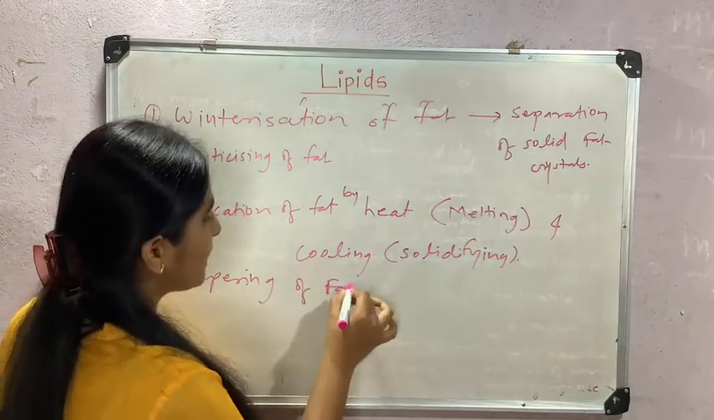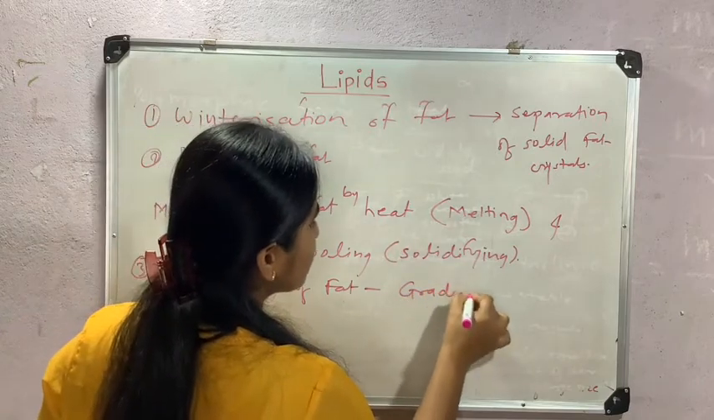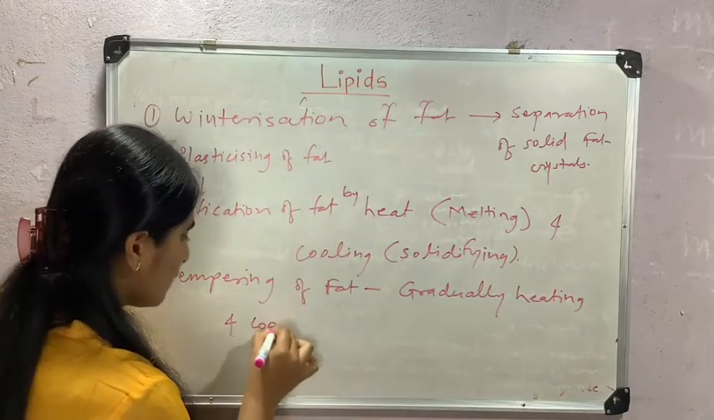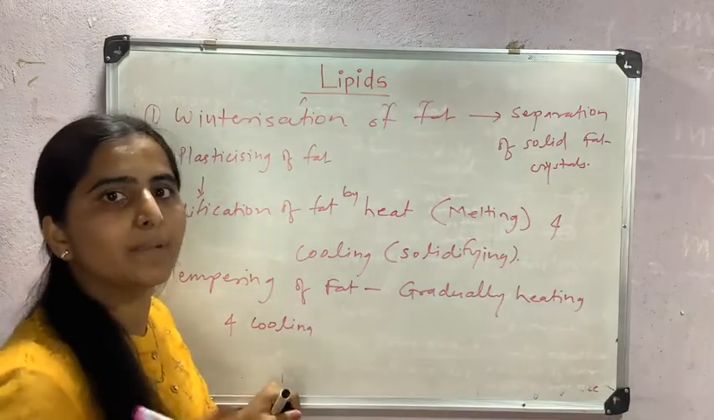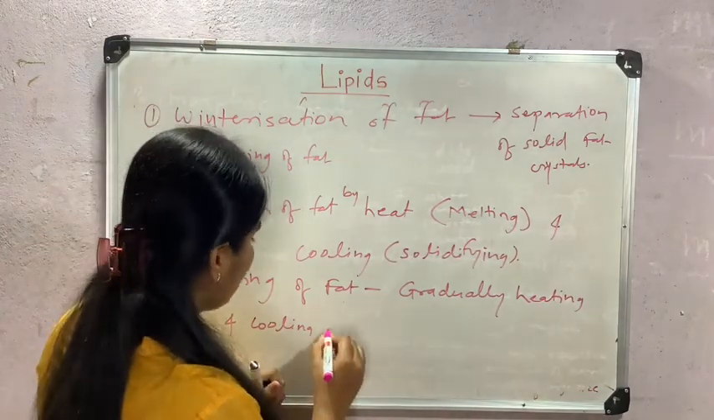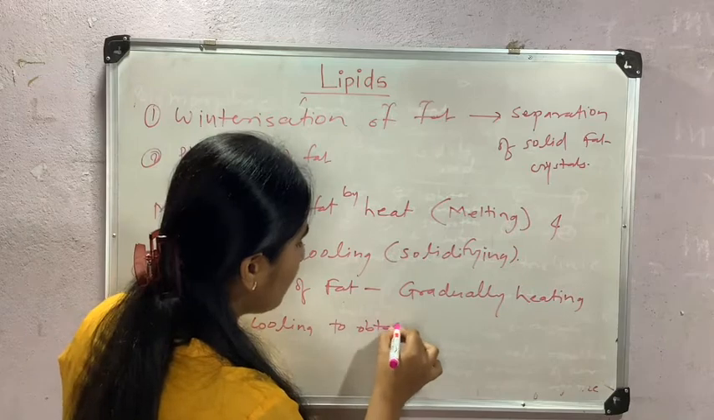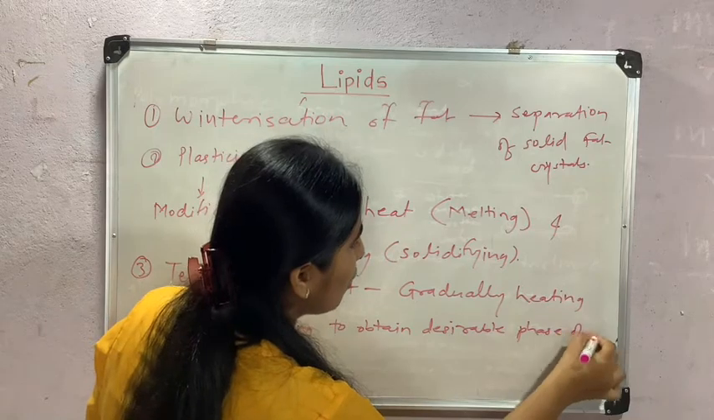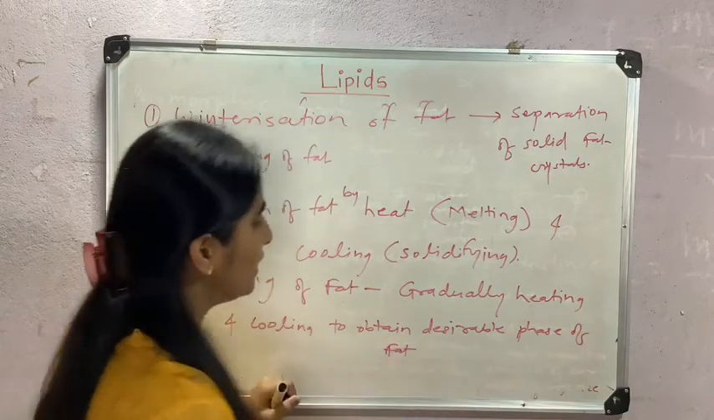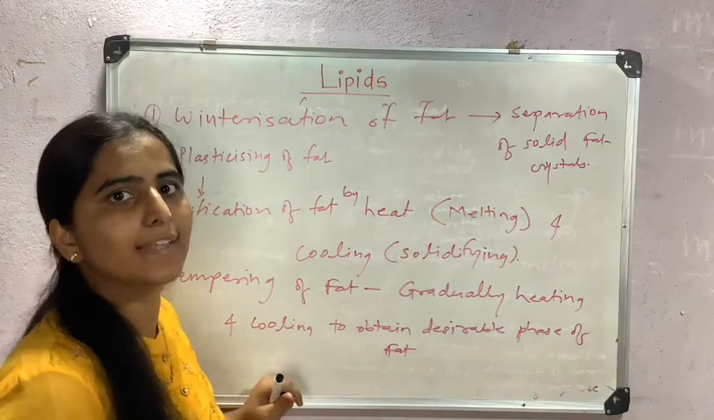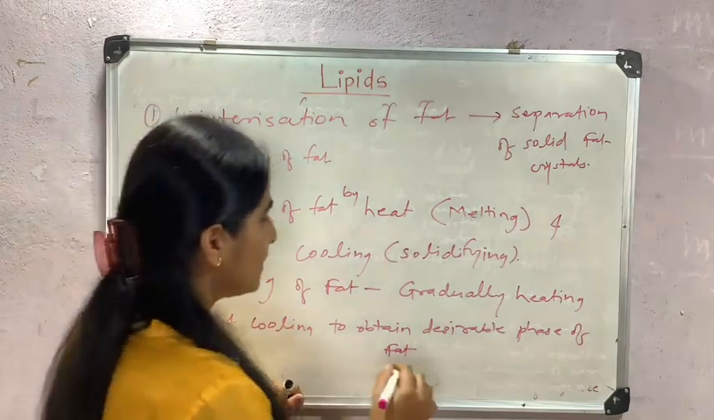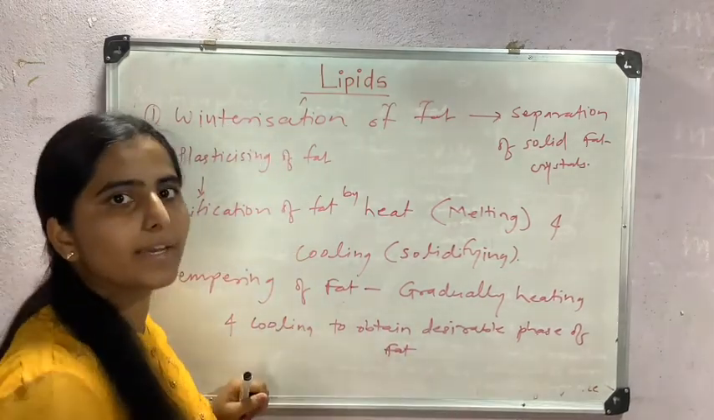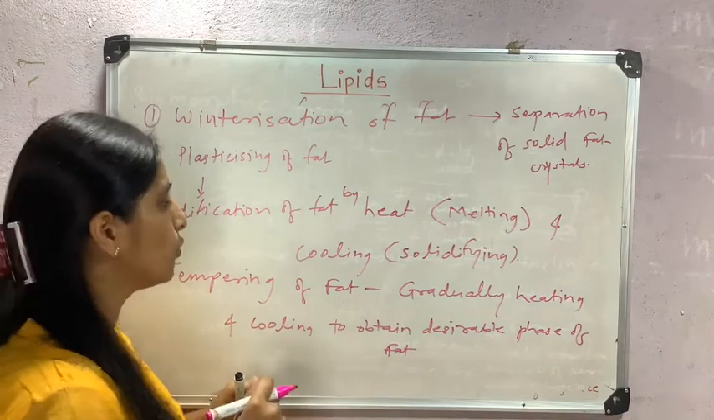Tempering of fat: gradually heating and cooling to obtain the desirable phase of fat. For example, in tempering of chocolate, phase 5 of cocoa butter is the desirable phase of fat. This tempering improves air incorporation and gives more stability to the food product.